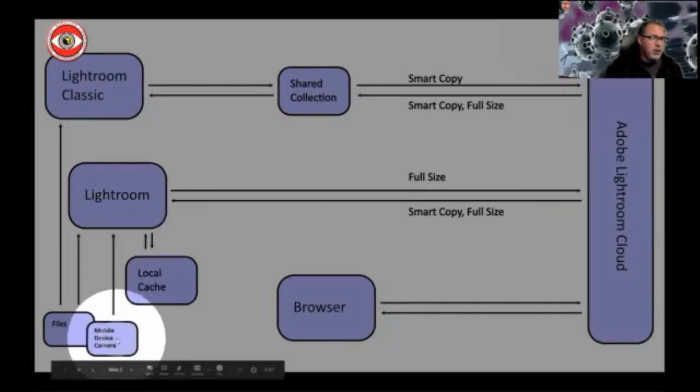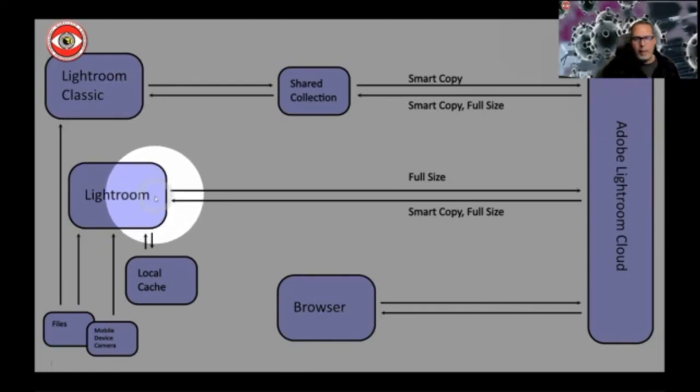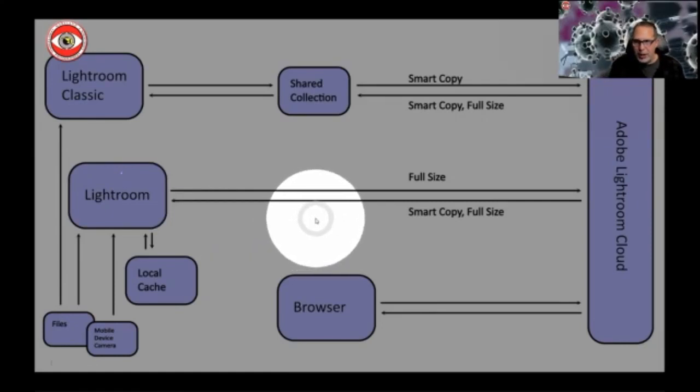The other thing you can do is Lightroom on mobile devices will allow you to use the camera on your mobile device and automatically back things up into a catalog on the cloud. So pictures you take with your Android phone or your iPhone will immediately be brought into Lightroom, synced up to the cloud, and made available on all your devices. So sort of a one-stop shop. Once things are in the cloud, they're available from the browser, from Lightroom Classic, or any copy of Lightroom you have anywhere.